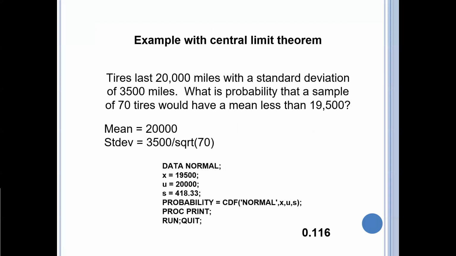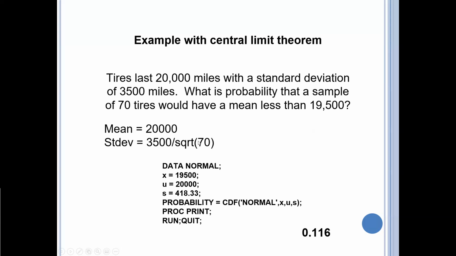So here's an example, right? Tires last 20,000 miles, standard deviation of 3,500 miles. What's the probability that a sample of 70 tires would have a mean less than 19,500? So here's our mean of 20,000. Here's our new standard deviation. It's the population standard deviation of 3,500 divided by the square root of 70.